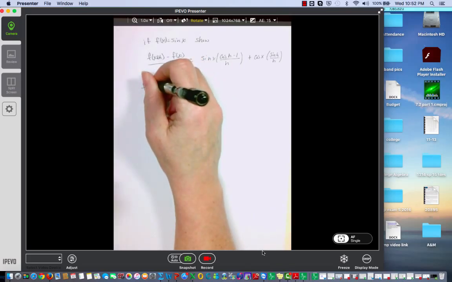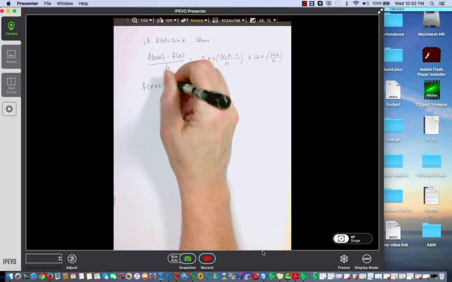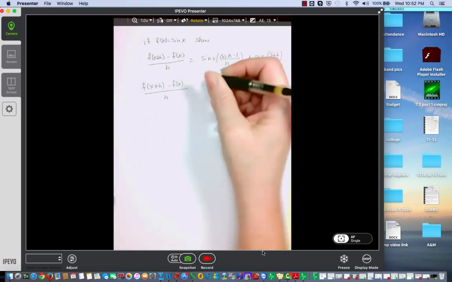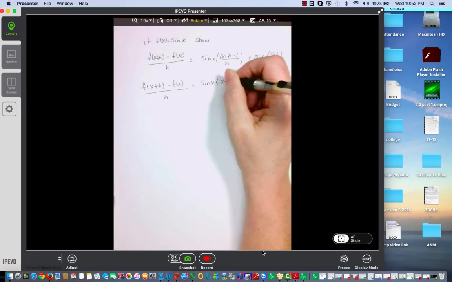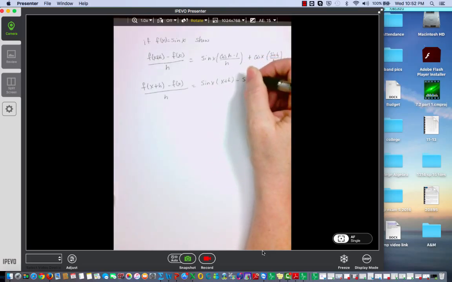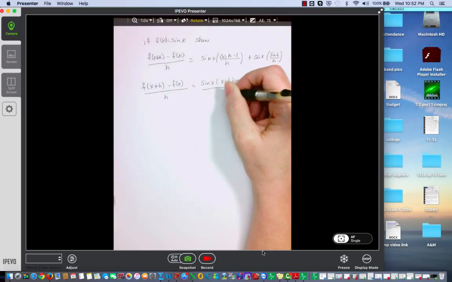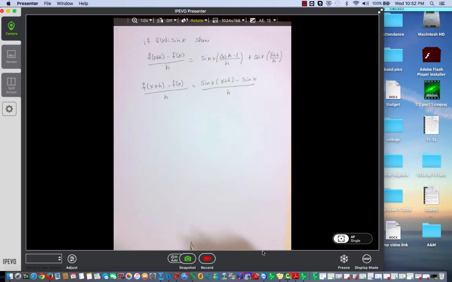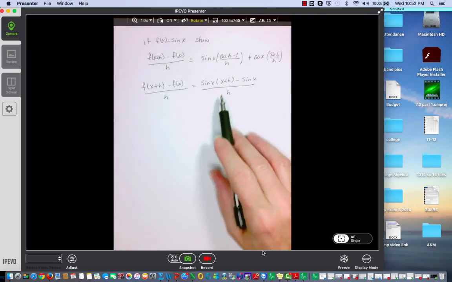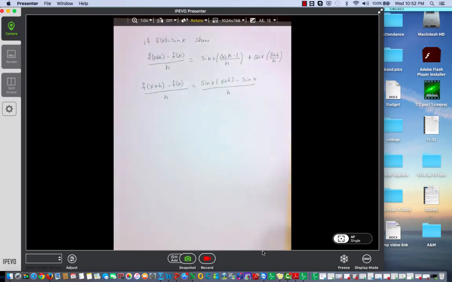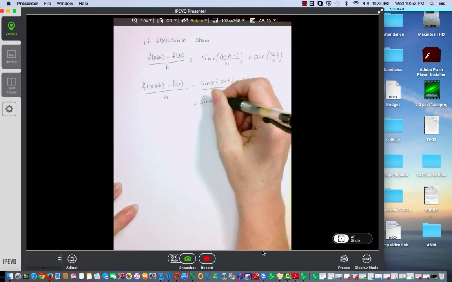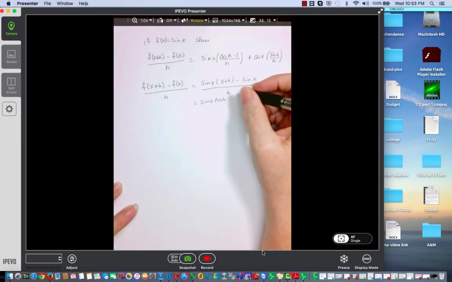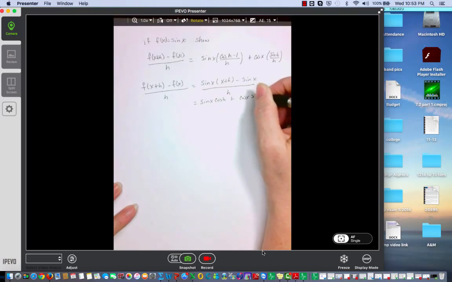We're going to start by plugging in. So we've got f of x plus h minus f of x over h. So this will equal sine of x plus h minus sine x all over h. So for sine of x plus h, we're using our addition formula there. That'll get us sine x cosine h plus cosine x sine h.